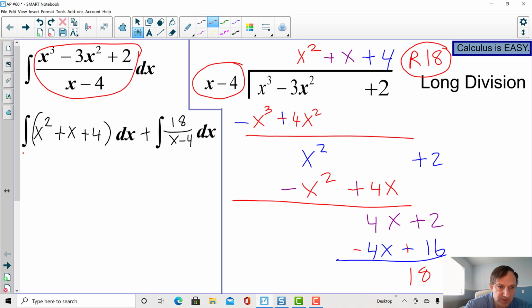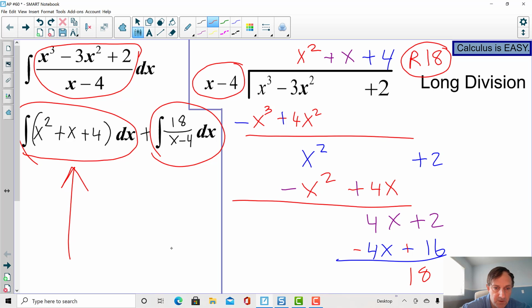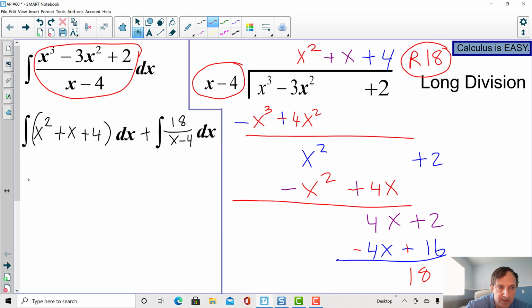Okay, you'll probably notice that I wrote it as two separate integrals. And that's because this is going to be a really easy integral. This one's going to be a little bit more tricky. You got to be more careful with that one. The first one doesn't even need a u substitution. It's just x to the third over 3 plus x squared over 2 plus 4x, and we can put our plus c.